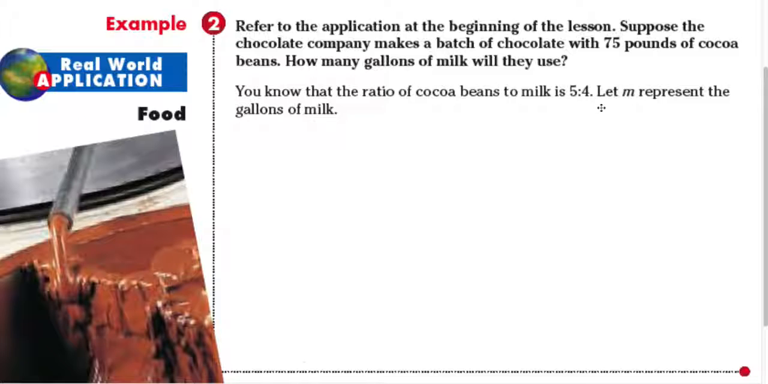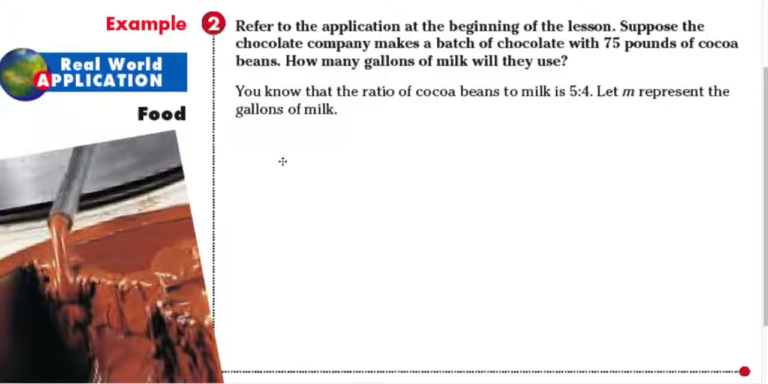So in this case, let M represent the gallons of milk. Okay, now if you go back to the beginning of the lesson, you'll notice why it is 5 to 4. Because cocoa beans per batch is 5 and milk per batch is 4. So let M represent the gallons of milk because we want to find, if 75 pounds of cocoa beans is used, how many gallons of milk will they need?